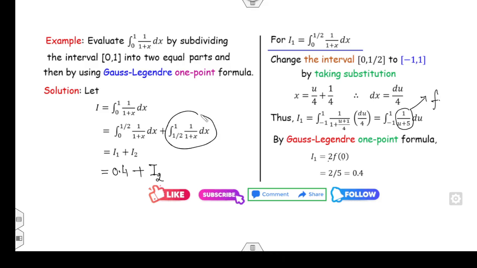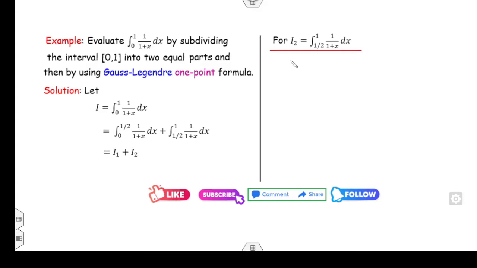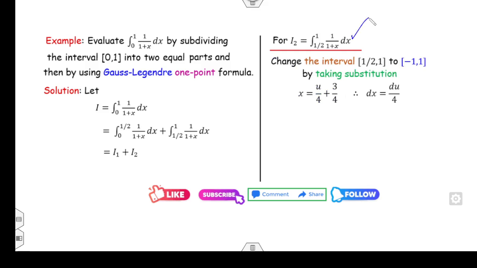Now similarly, this is my I2. I can solve it the similar way for the I2. What is the x? A will be my half. B will be my 1. So B minus A divided by 2, B plus A divided by 2. So the dx will be 1 over 4 into du. Substitute the values in the given I2. You will get -1 to +1, 1 over u plus 7.